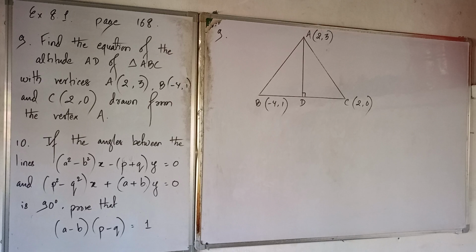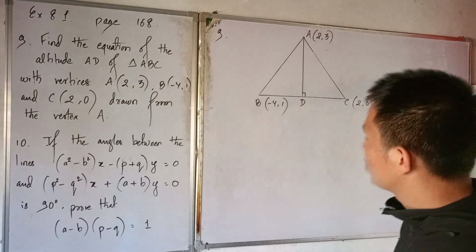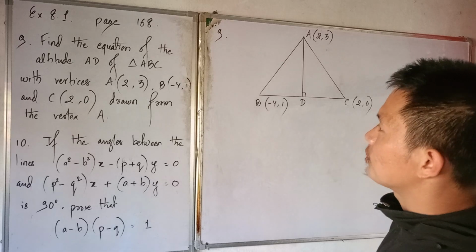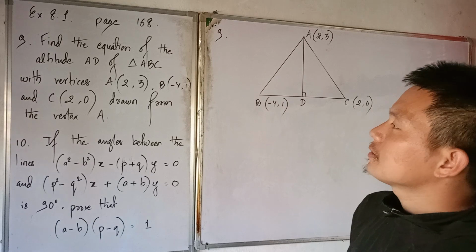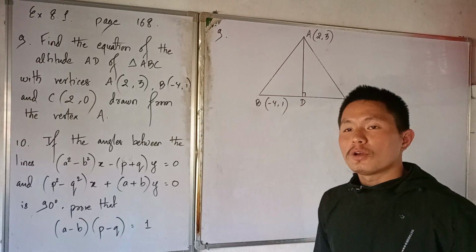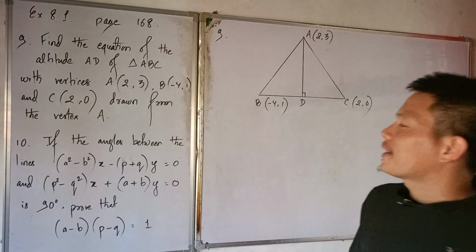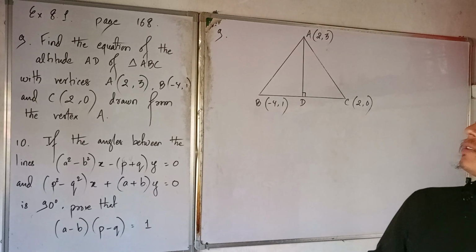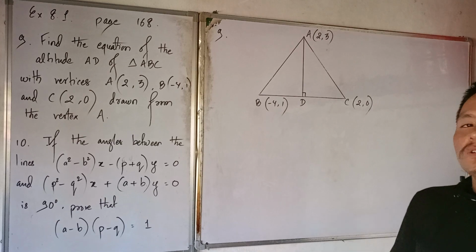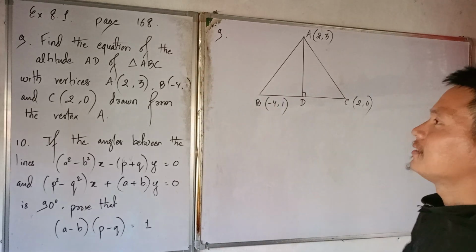So today we are just continuing the coordinate geometry of optional math class 10 exercise 8.1 page number 168. We are continuing the short questions. Yesterday we completed up to number 8. Now today we'll be discussing number 9 and number 10. If time remains, we'll be doing other question numbers also. For now, let's move on to number 9.